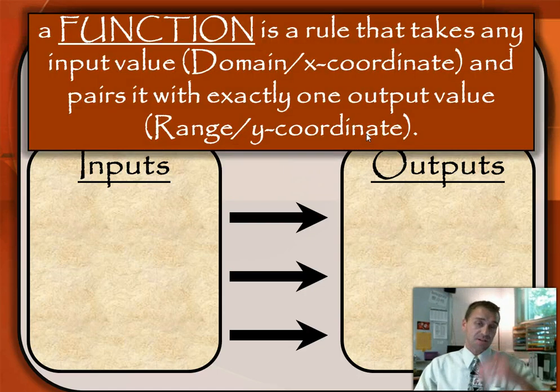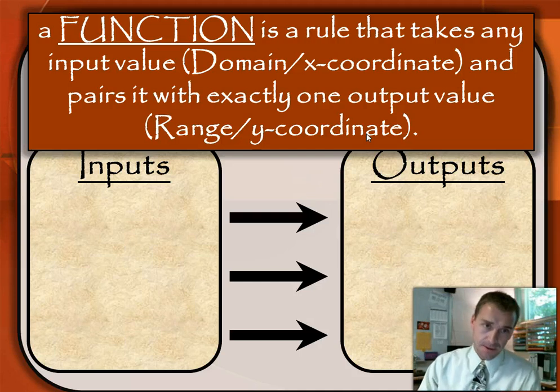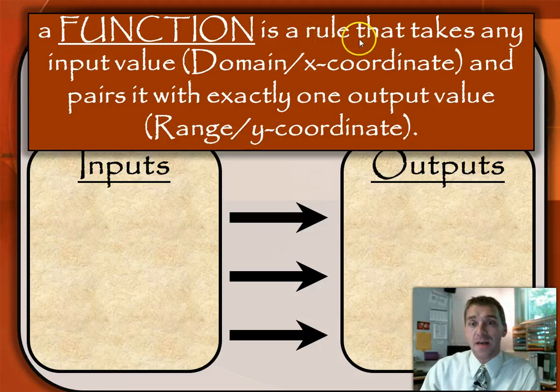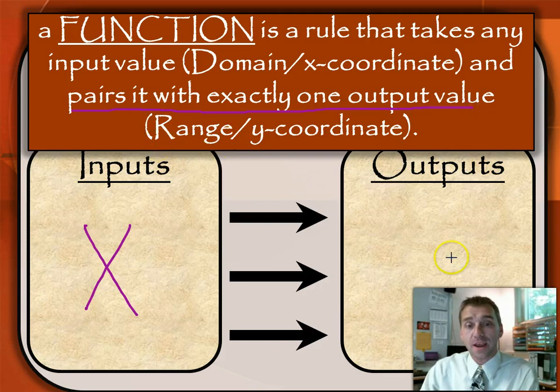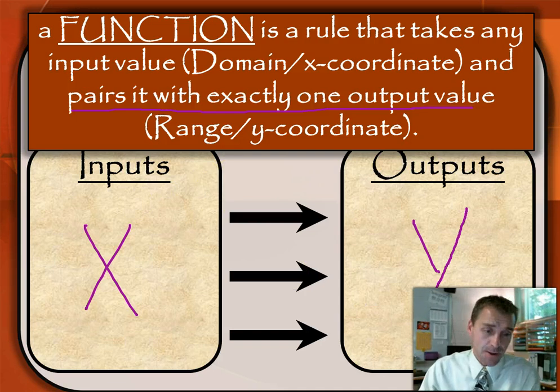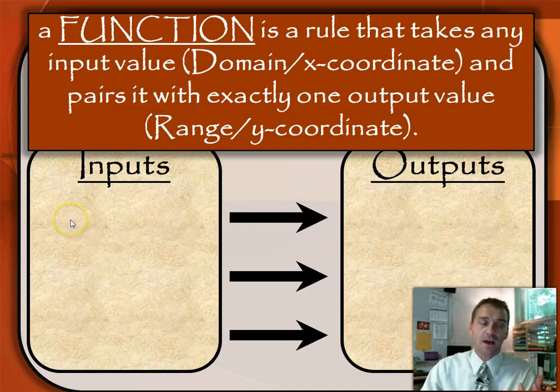Here's how I like to say it. You're going to see me say this a bunch in class and even throughout these videos. Here's what a function is to me. It's a rule, some type of mathematical rule, that takes any input value, which last video we called the domain, the input value or the x-coordinate, and it pairs it with exactly one output value, what we call the range, or the y-coordinate. So whatever the rule actually is, it takes that thing over there on the left, does something to it, that's what the arrows mean, and outputs one particular thing.